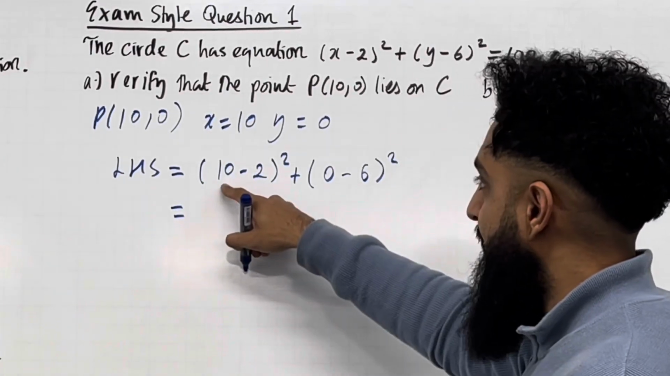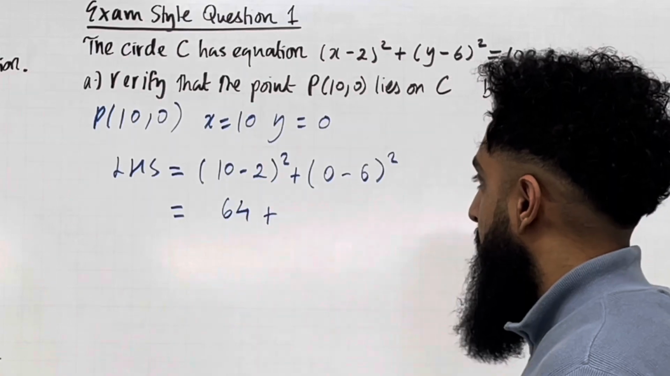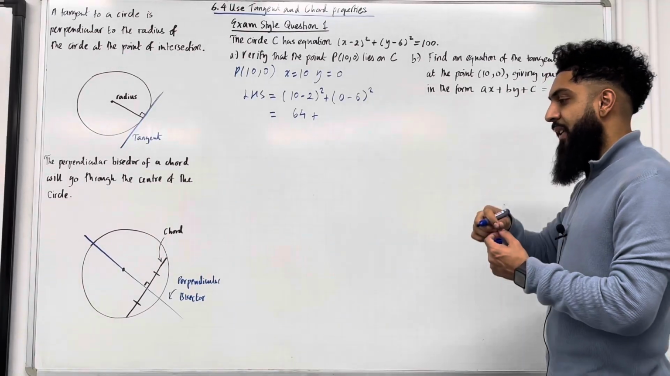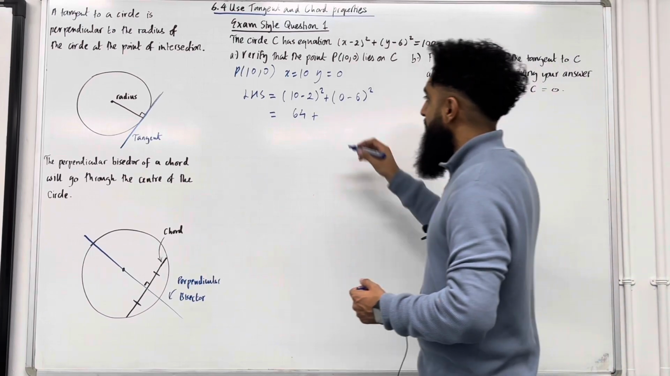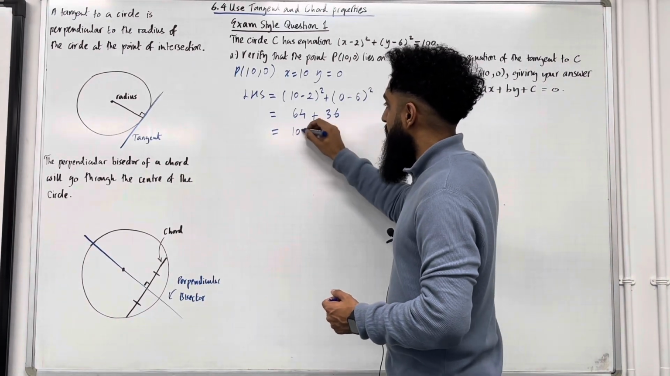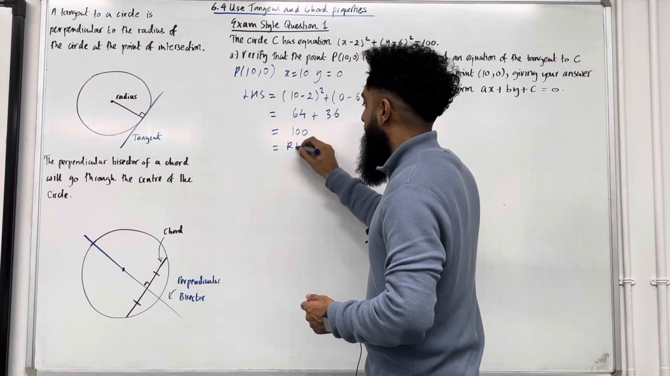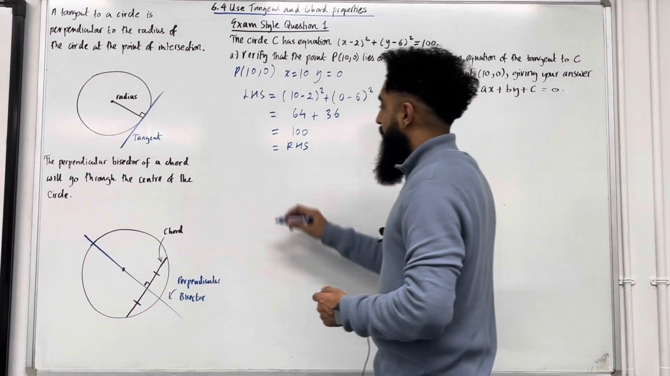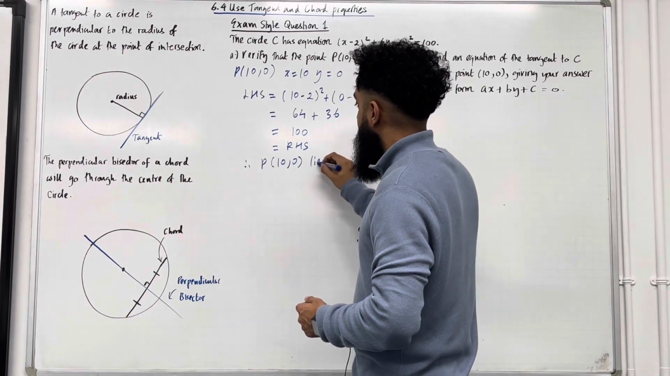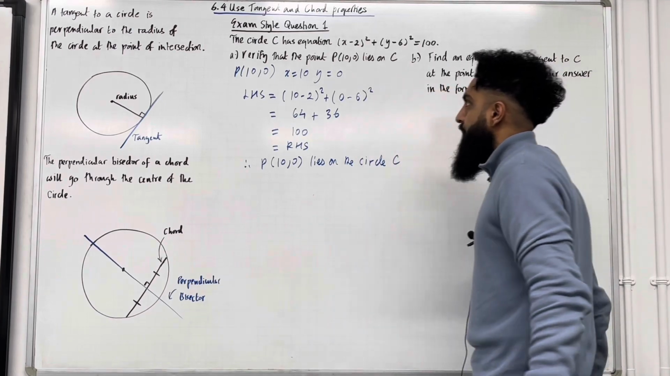So over here we've got 10 take away 2, which is 8. 8 squared is 64. Plus 0 minus 6 is minus 6. If I take minus 6 and square it, I get 36. Adding these two numbers together gives me 100, which is precisely the right-hand side, shorthand RHS. Therefore, the point P, 10, 0, lies on the circle C.